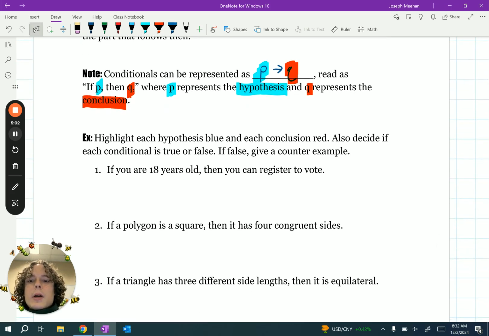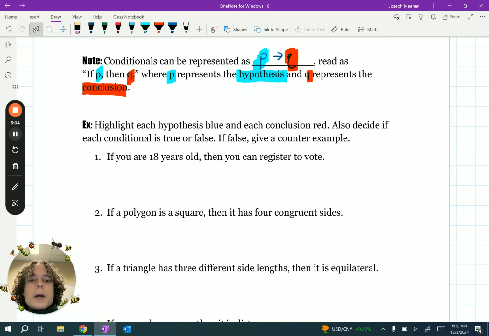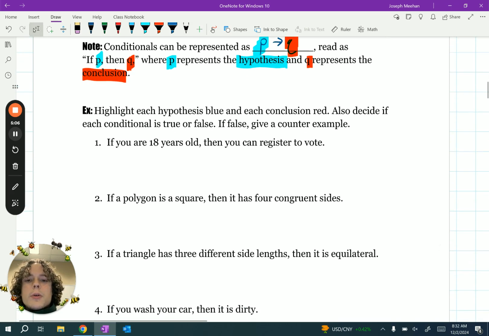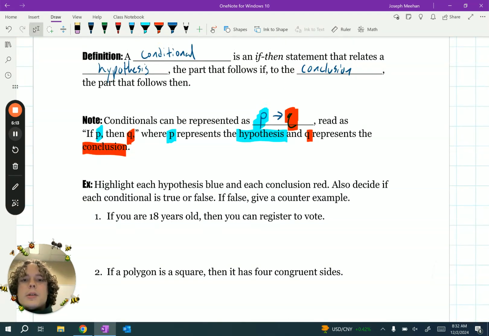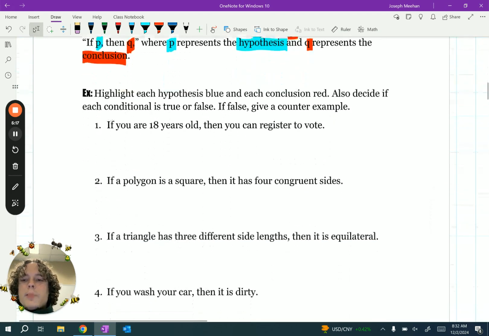So in this example, it says highlight each hypothesis blue and each conclusion red. Also decide if each conditional is true or false. If false, give a counterexample. So remember, the hypothesis is the part that follows if. The conclusion is the part that follows then, all right?